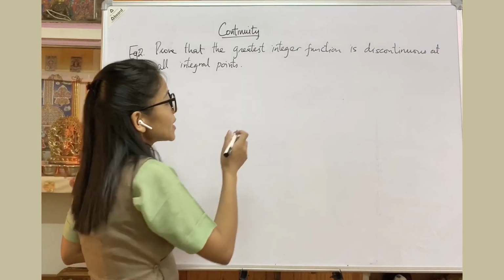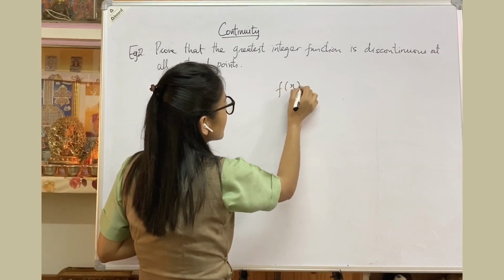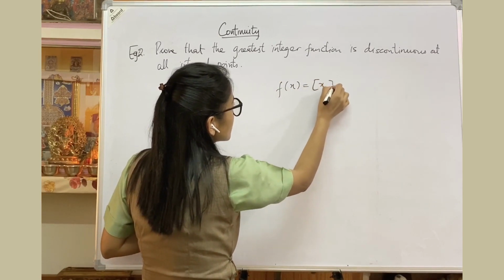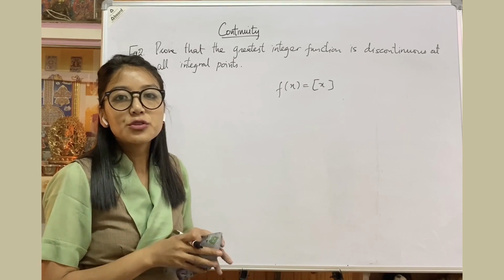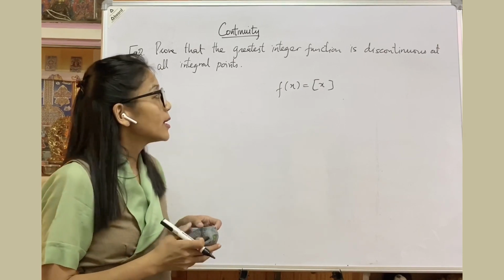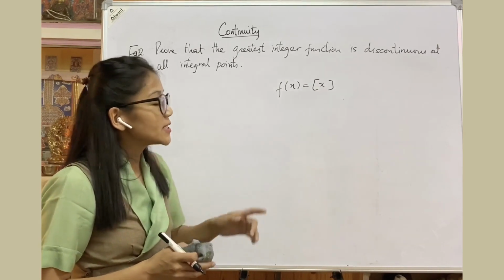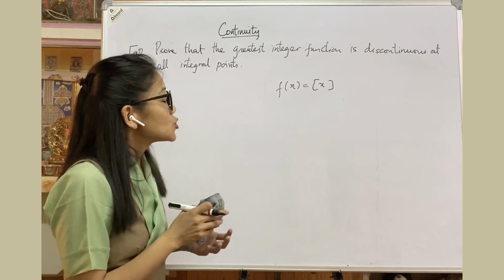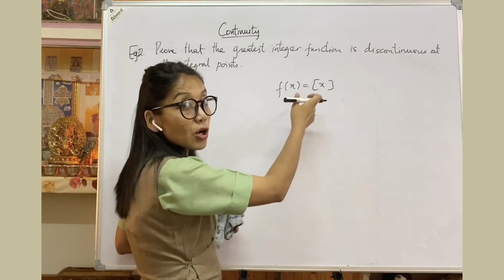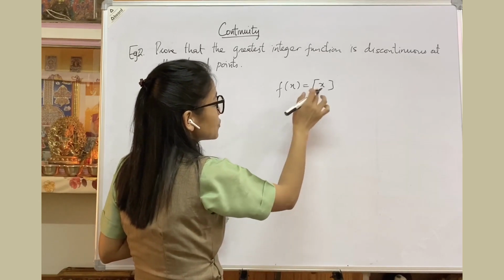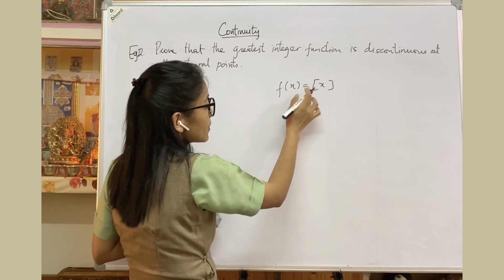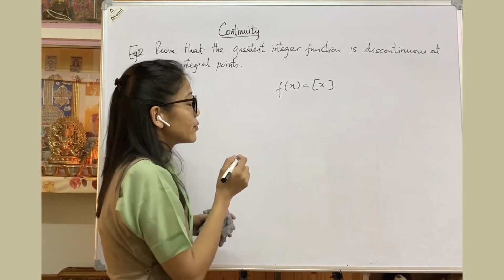So how do we write a greatest integer function? We write f of x equals, this is the notation we use for the greatest integer function. This function has been introduced to you in class 11. If we quickly recall, what do we mean by greatest integer function? Some of you may have forgotten, so for them, I will just quickly revise this.